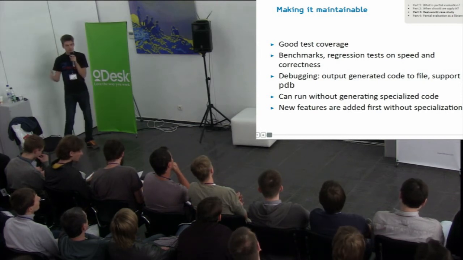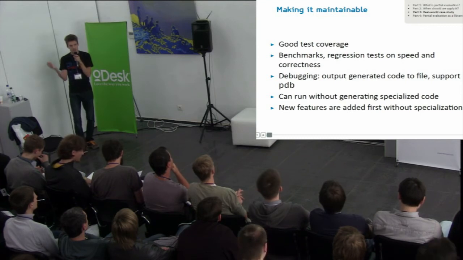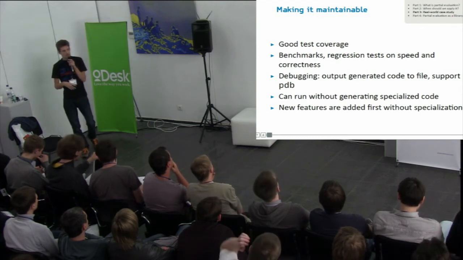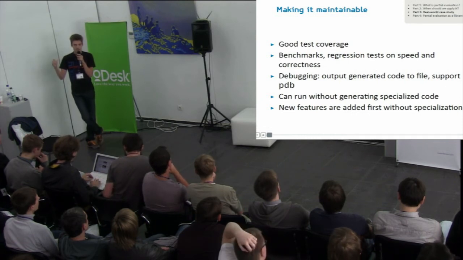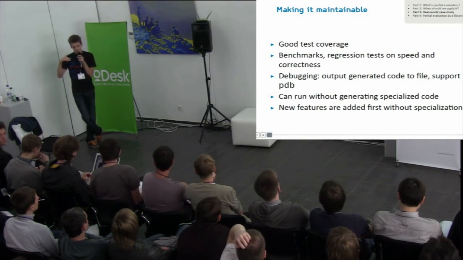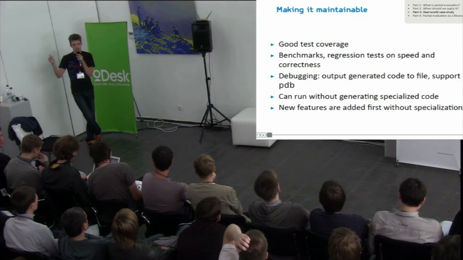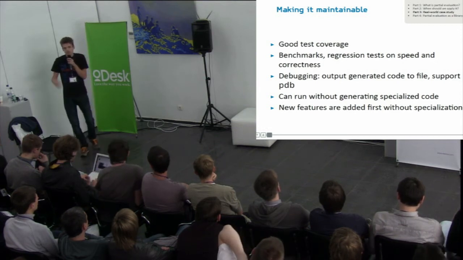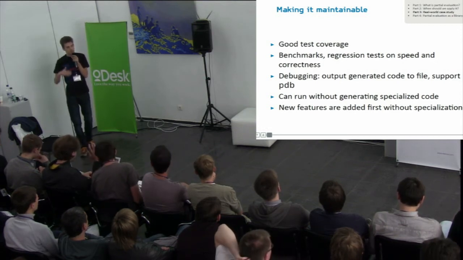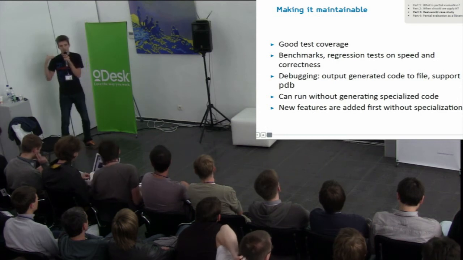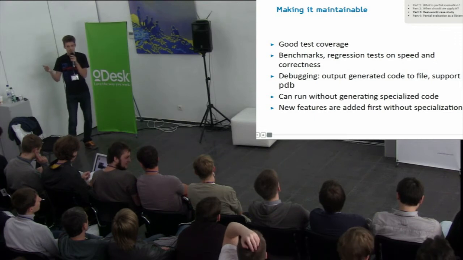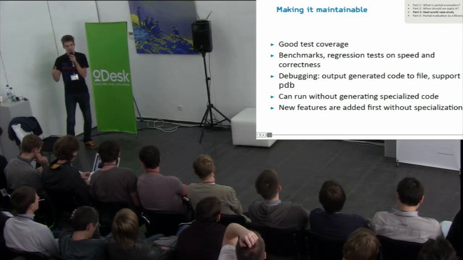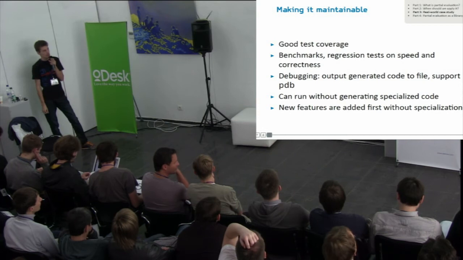A lot of new features were added since we introduced specialization. First, new features are added without specialization, so you write them as an interpreter. It is much easier. You can test it. You can see if you really need this feature. And after you implemented it and wrote tests for it, you can make a specializer for them. It's much easier to do it this way.